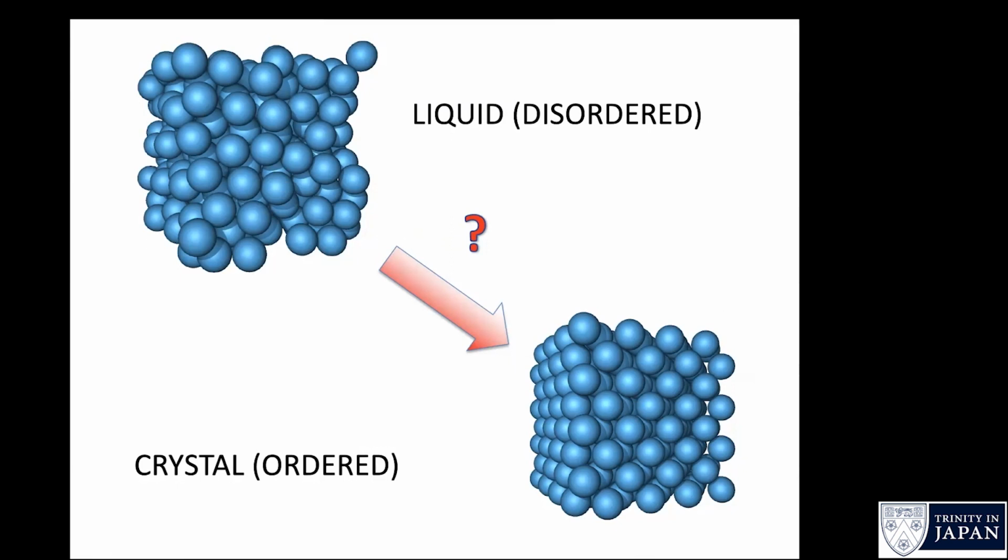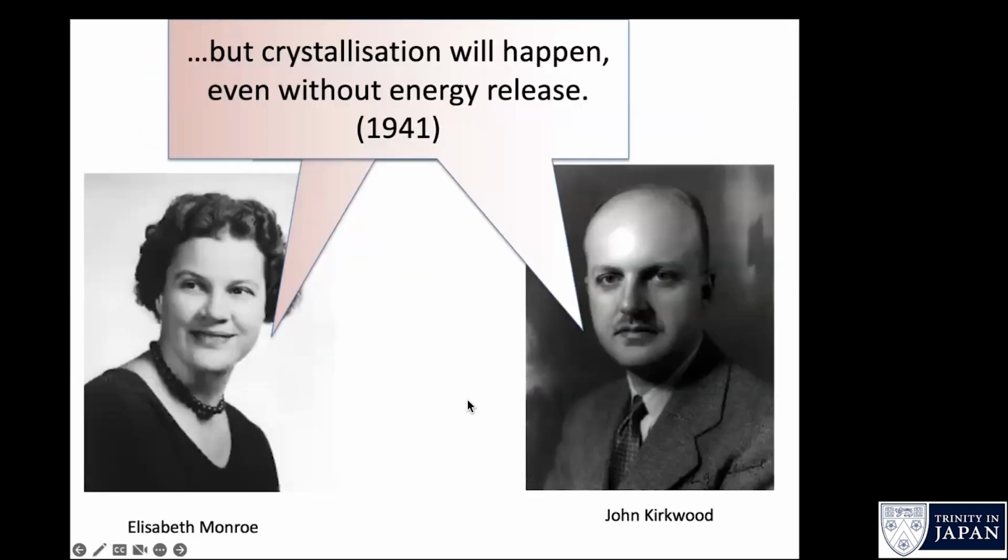That is, until about 1940, when there were two people, Elizabeth Monroe and John Kirkwood, who said that actually you can have crystallization in systems of particles that repel each other, that can't overlap, but that don't attract. John Kirkwood is very well known, but he did many other things in statistical mechanics. Elizabeth Monroe actually is a very interesting person because she did this and many other things.